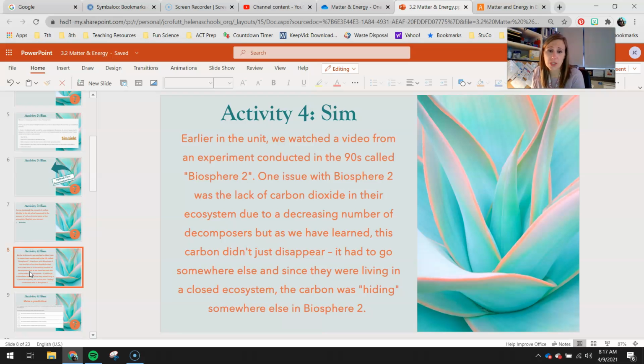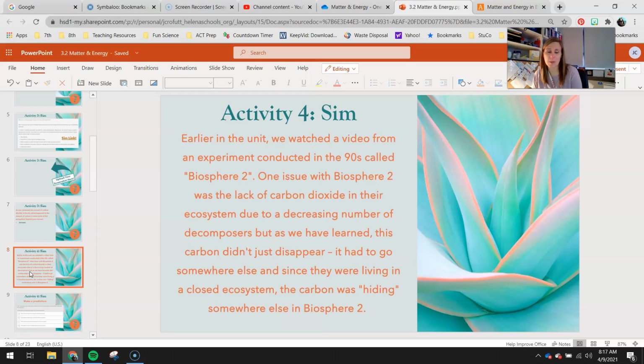So earlier in this unit, we watched a video from an experiment conducted in the 90s called Biosphere 2. Okay, and you guys got to see Jane Pointer talk a little bit in a TED Talk about her experience in Biosphere 2, but you guys also got to see kind of a brief overview of how they set the experiment up, what they expected to happen, but then what actually happened in the experiment. So one issue with Biosphere 2 was the lack of carbon dioxide in their ecosystem due to a decreasing number of decomposers. So they didn't have enough decomposers cycling through matter and energy in their ecosystem.